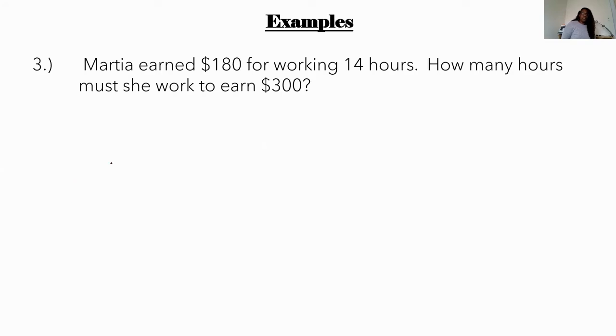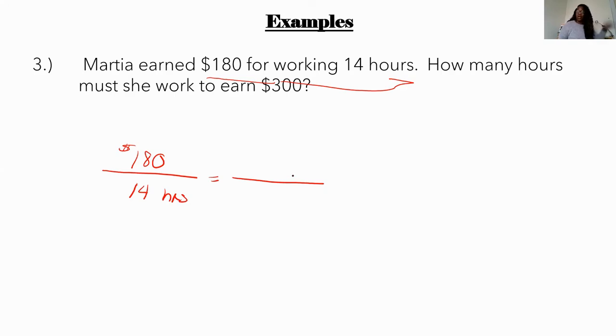So again, we're going to set up my proportion. So I take a look. It says $180 for 14 hours. So we got $180, and then we have 14 hours. So they want to know how many hours. Where's my x going to go? The numerator, denominator? Denominator, good job. Because my dollars is in my numerator. So now from here, all we have to do is cross multiply.